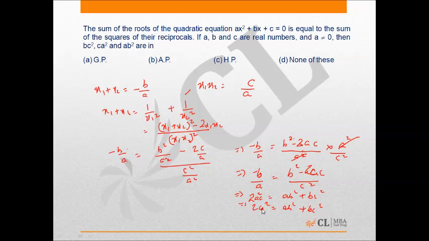So that means that ca squared is the arithmetic mean of ab squared and bc squared. That means ab squared, ca squared and bc squared lie in an AP, or form an AP. Answer is option B.